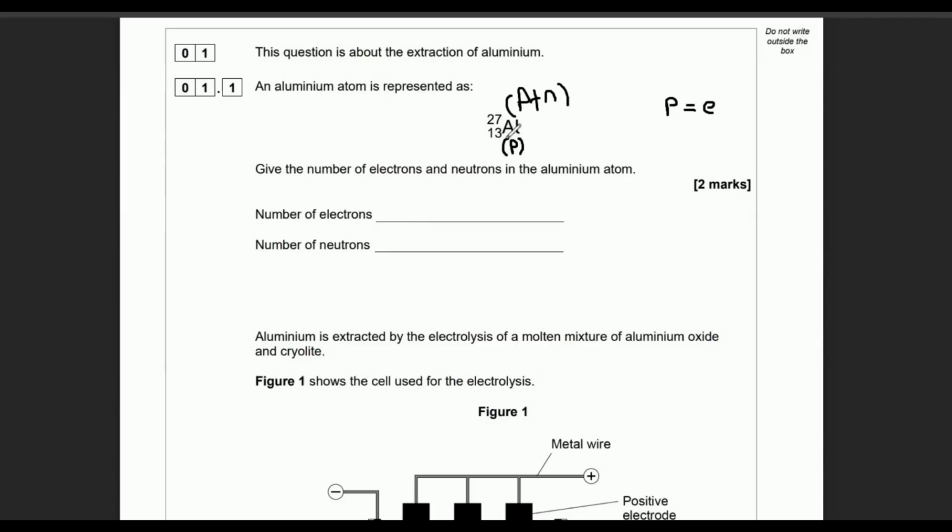Anyway, let's move on. It says give the number of electrons and neutrons in an atom of aluminium. So the number of electrons, P is equal to E, is going to be 13 because the atomic number is 13. The number of neutrons is going to be 27 minus 13. And that means our answer is going to be 14 for the number of neutrons. And that will get you 2 marks and get you on the way.